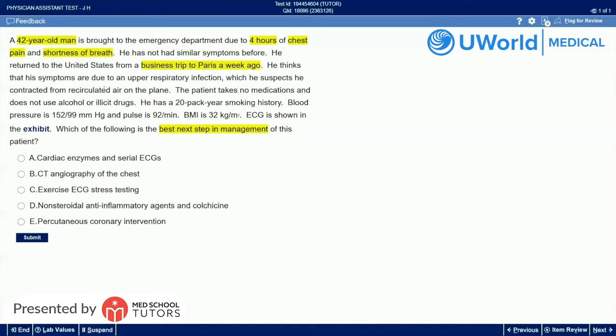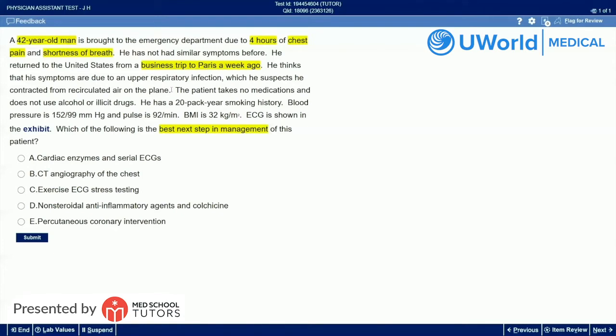suspects he contracted from recirculated air on the plane. Now, not to dismiss patient concerns or patient intuition, however, there's no objective data in here. This is merely the patient's own account of his belief of what's happening, and that doesn't actually help us to make a diagnosis. So I will not highlight anything in here because it will not help us to create a better answer for this patient.